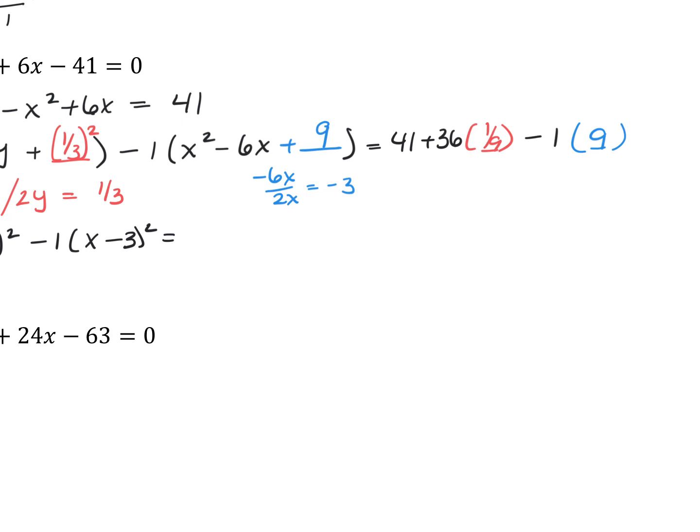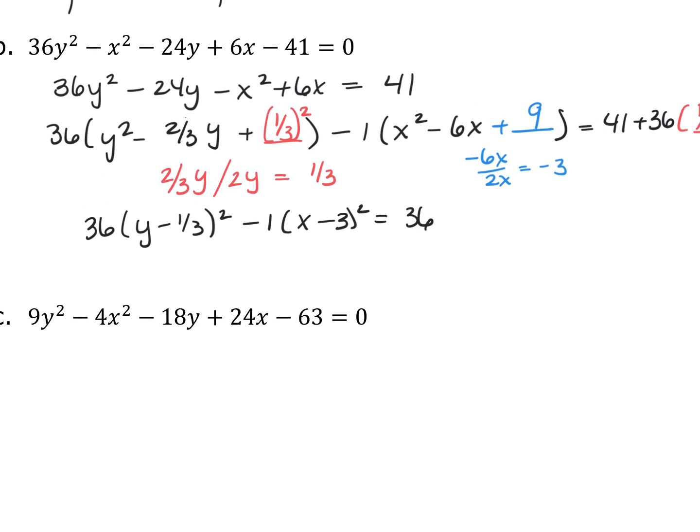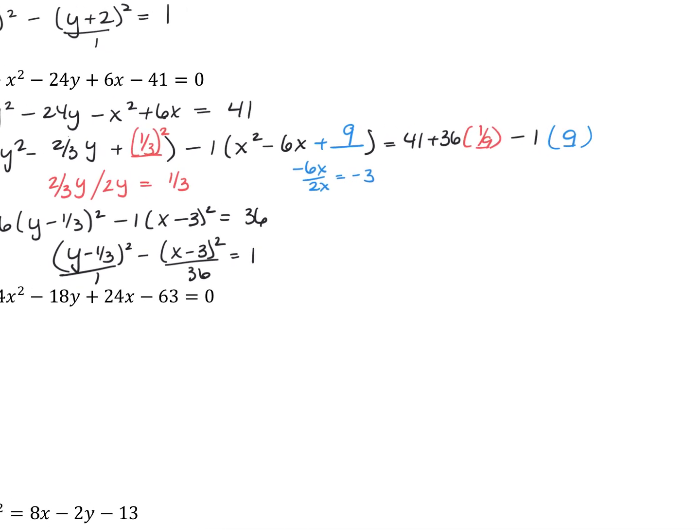I have 41 plus 36 multiplied by 1/9, which is 4. So I have 45 minus 9, which gives me 36. Not in the correct form, so now I have to divide everything by 36. And I get (y - 1/3) quantity squared over 36, minus (x - 3) squared over 1, is equal to 1. All right, now I am ready to graph this thing.